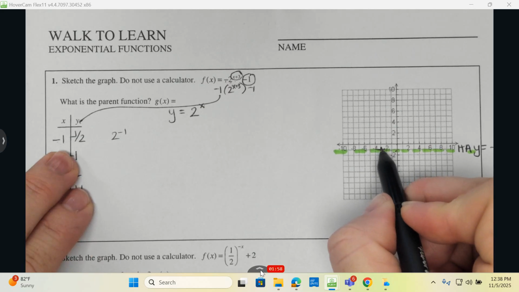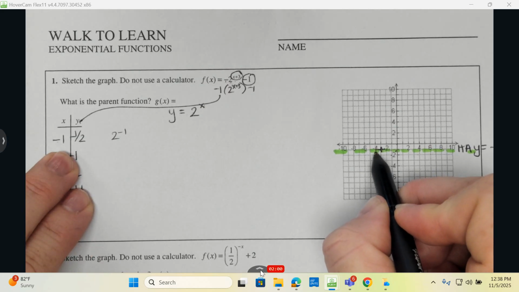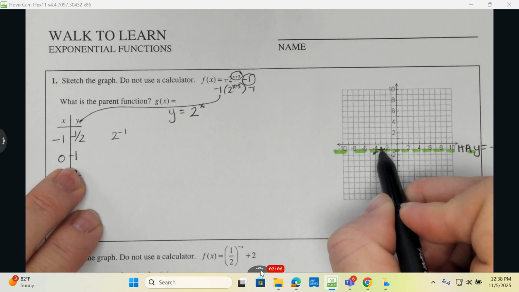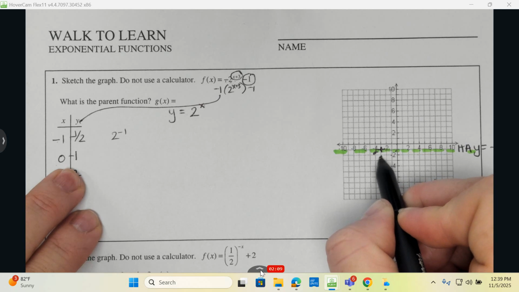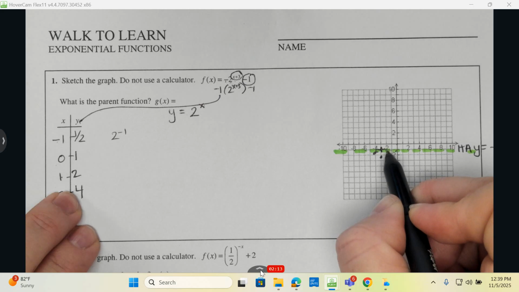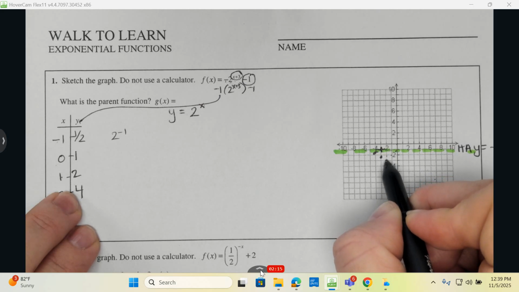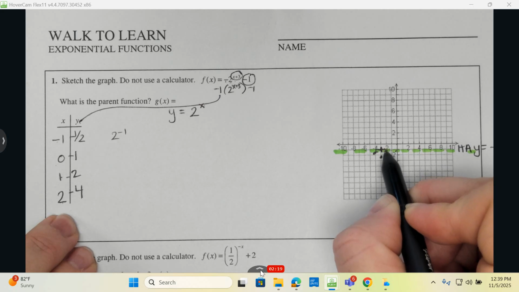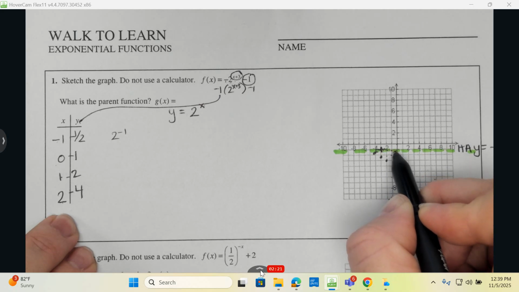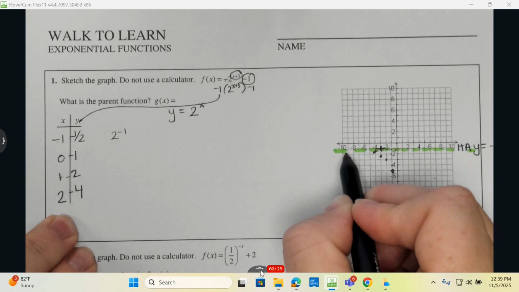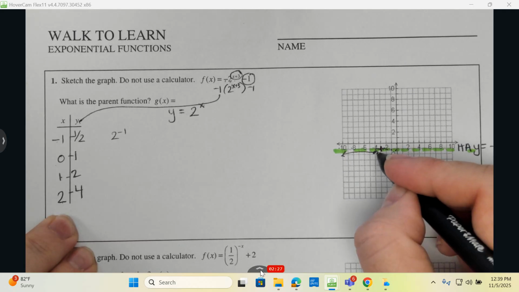From this point, I'm going to go left 1 and down 1/2. From this point, I'm going to go 0 and down 1. From this point, I'm going to go right 1 and down 2. 1, 2. From this point, I'm going to go right 2 and down 4. 1, 2, 1, 2, 3, and 4. And so this is what it looks like.